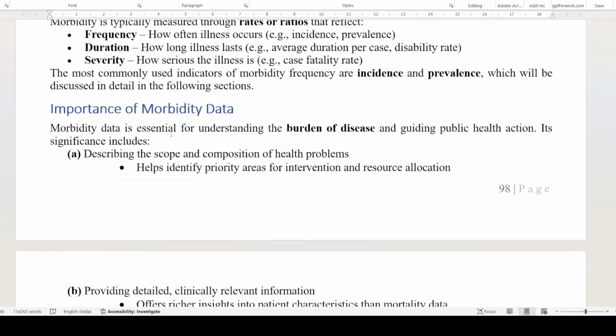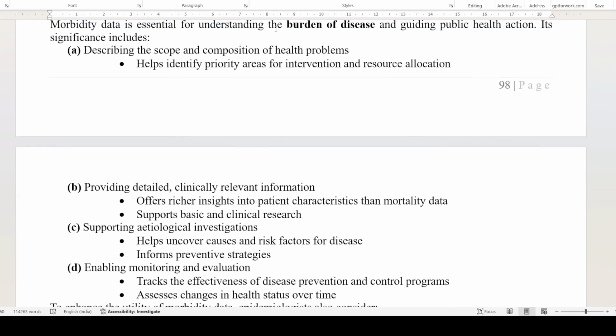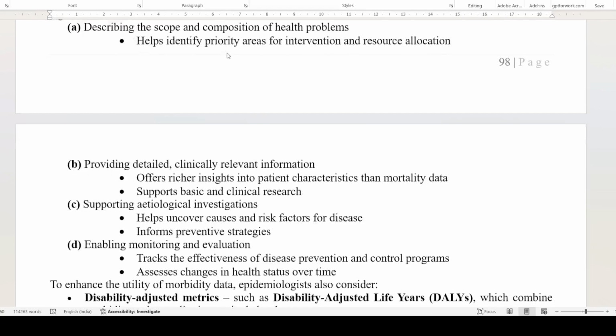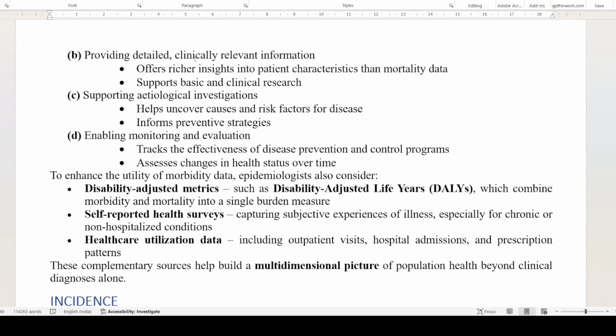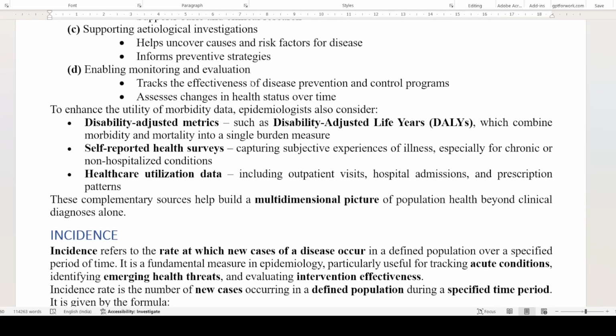So importance of morbidity data. Morbidity is essential for understanding the burden of disease, guiding public health action. So it describes the scope and composition of health problems. It also provides clinically relevant information that offers richer insights into patient characteristics than the mortality data. It supports basic and clinical research. It supports the etiological investigations, enables the monitoring and evaluation of the disease so that we can track the effectiveness of disease prevention and control programs.